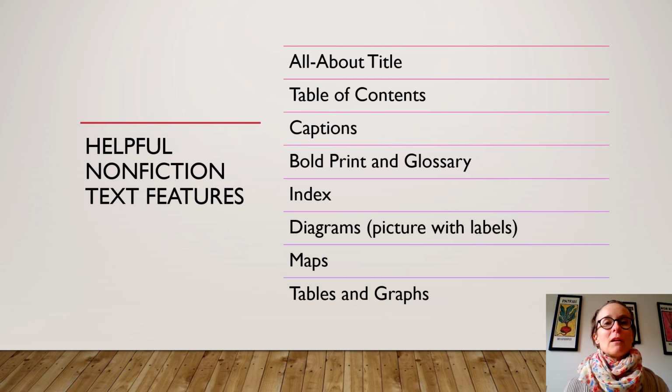Today, I found lots of nonfiction text features that were really helpful to me. Today, I used the All About title, I used the table of contents, I used captions, I also used bold print and the glossary, and the index. In this particular book, I didn't use diagrams or maps or tables and graphs, but as I'm reading more about orcas from other sources, I'm really going to pay attention, especially to when there are maps, because I want to learn more about where orcas live.